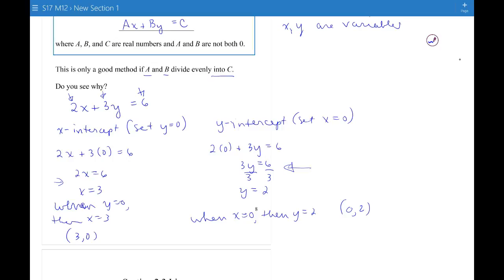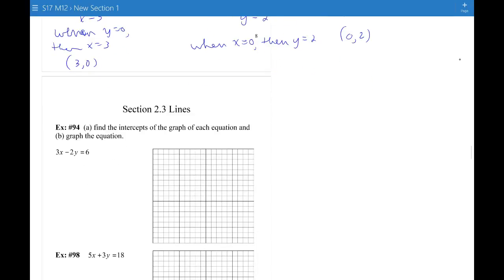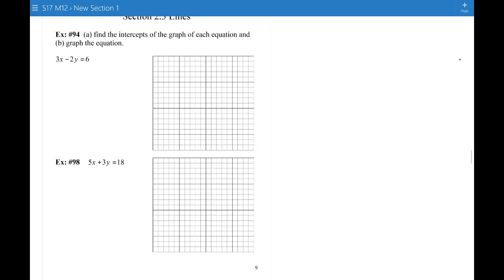So if they don't divide evenly, if you have 5x plus 6y equals 11, don't use this method. It stinks. You'd have to be trying to find 11/5 and 11/6 on your graph paper, and it would be horrible. So this is not a good method unless the coefficients on the A and B divide evenly into the C. Here's a couple, one that works and one that doesn't work very well, but you'll see in your homework they have you do some funky ones.